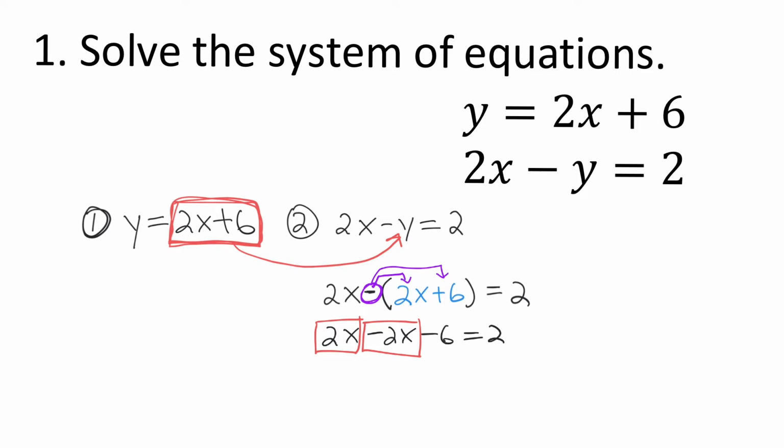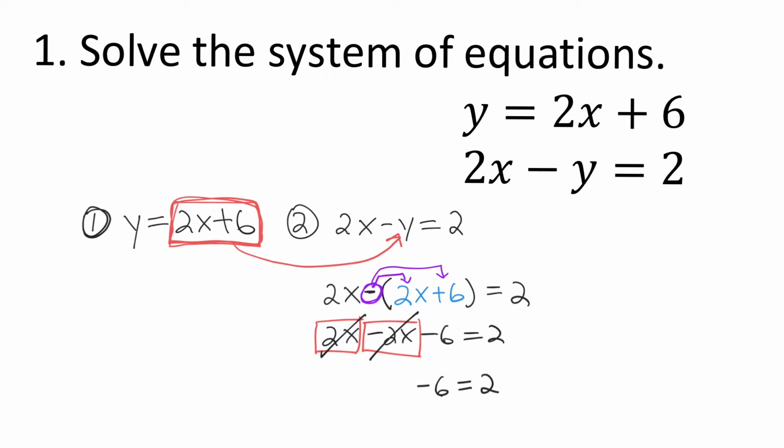2x minus 2x cancels, right? So you guys don't have an x anymore. What do we have left? We have the negative 6 equals a 2. Now when this happens, when the variables cancel, either the x or the y, you don't have any more variables. Since we don't have x, we cannot solve for y. You have to look at the equation or the statement that you guys have here. So now right now we have a negative 6 equals 2.